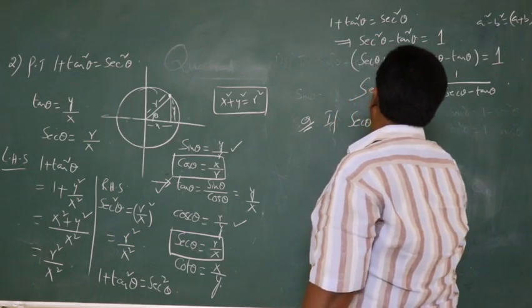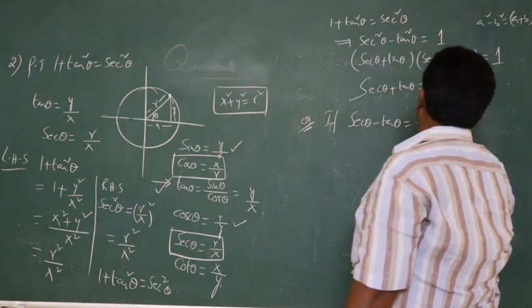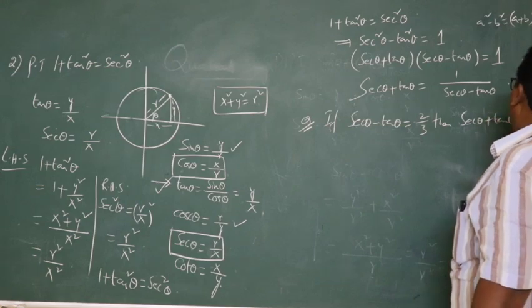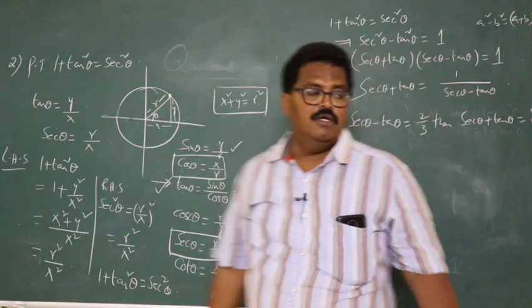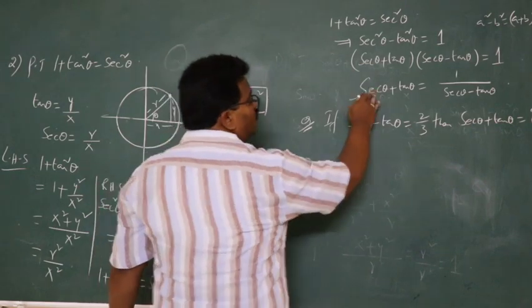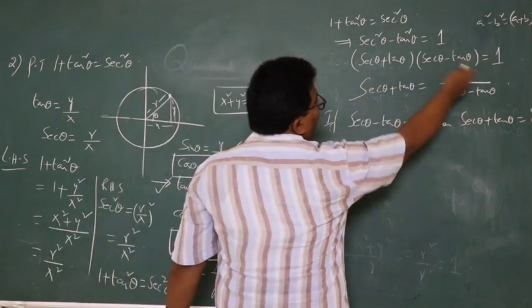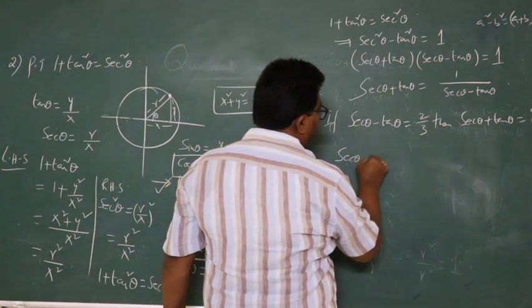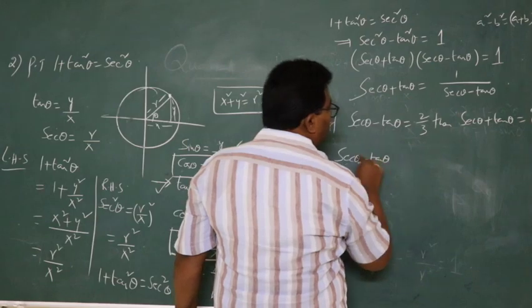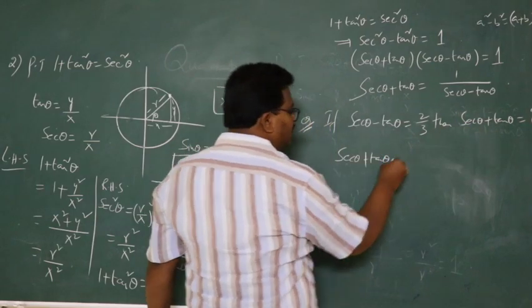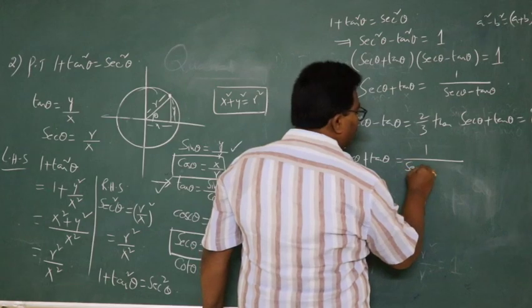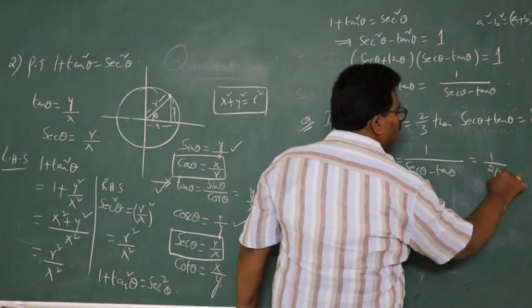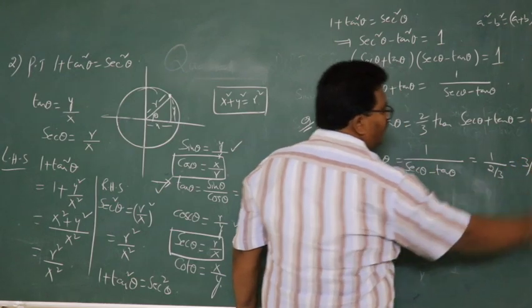Here is a very important example. If secant theta minus tan theta equal to 2 by 3, then what is secant theta plus tan theta? These two are reciprocals of each other, so the product gives 1. So secant theta plus tan theta is 1 by secant theta minus tan theta, that is 1 by 2 by 3, that is 3.